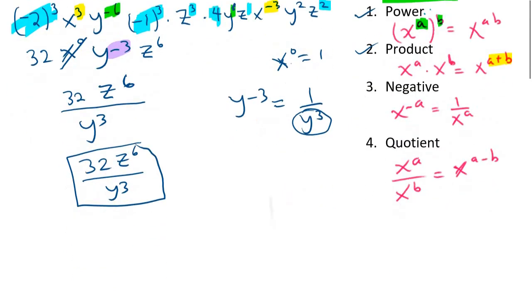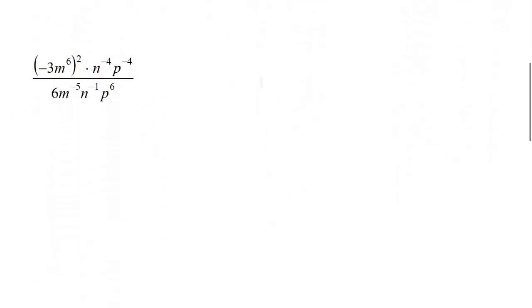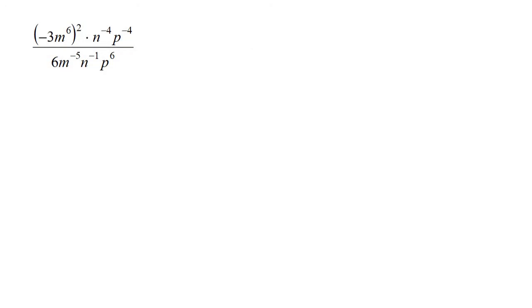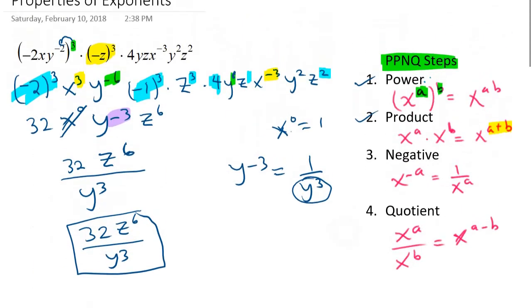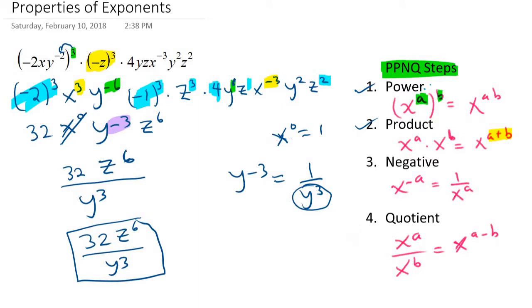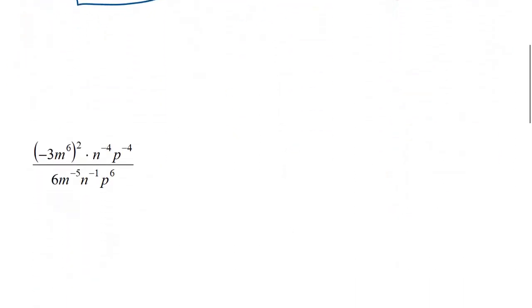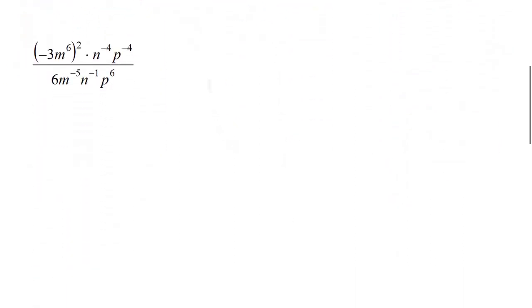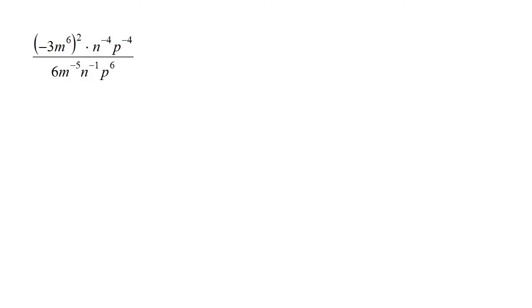There is another example here that involves a fraction at the beginning. We're going to apply the same rule. We do the power first, then we do product, then we do negative, and then we do quotient. Now, here is the power involved, so we need to take out the power first. Let's try to do that. Negative 3 squared, so that 2 applies to every single thing inside.